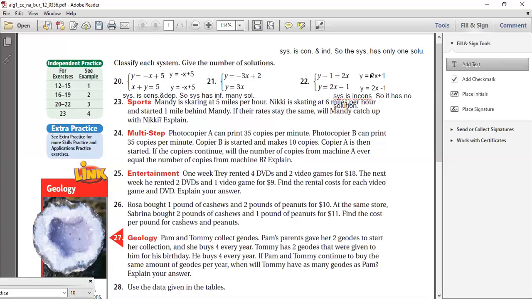Okay, so the system is inconsistent because they are parallel lines, and you should know how they are parallel lines. The slopes are the same but the intercepts are different. If the slopes are the same and the intercepts are different, that means they are parallel lines. Parallel lines have no solutions, which means the system itself is inconsistent. So this is what your lesson was all about.